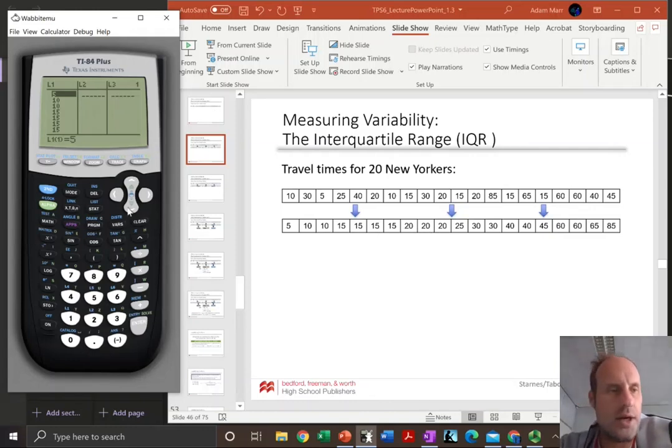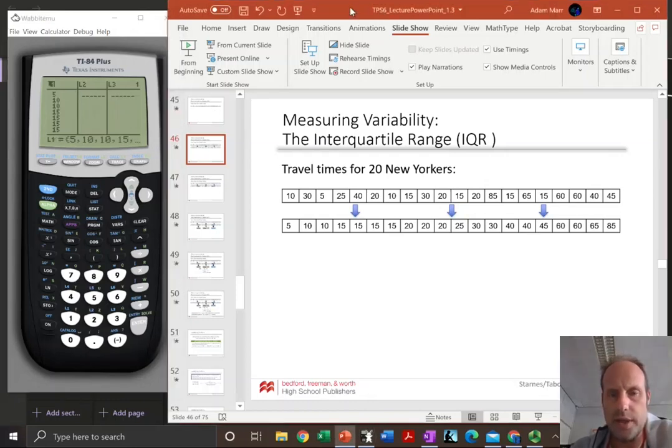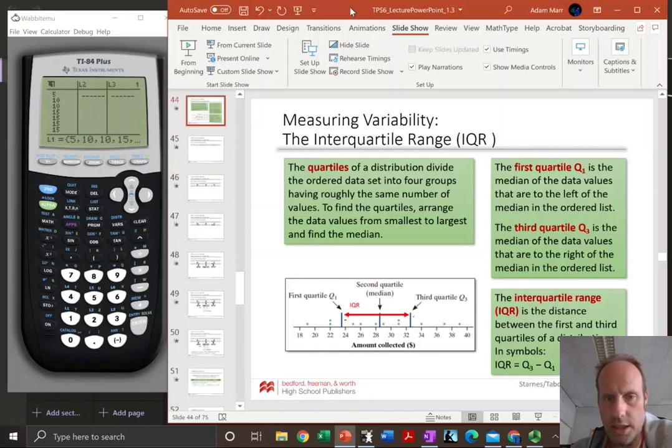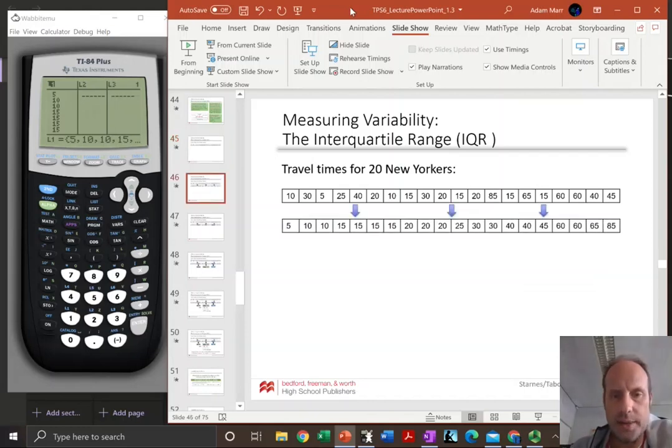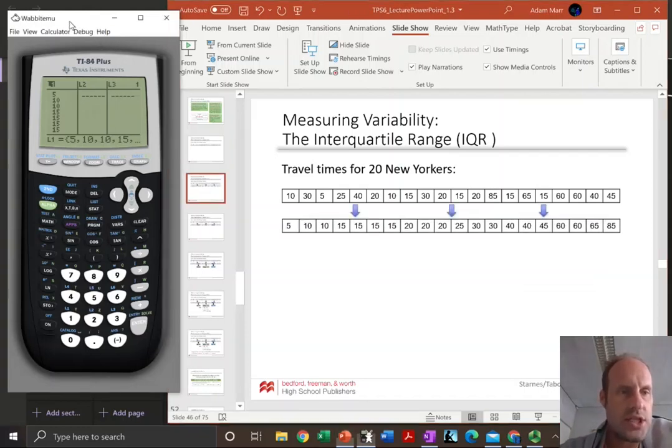So no problem. All right, next, let's go and get our actual data. Again, we're talking about travel times for 20 New Yorkers, and I'm assuming this is minutes. It's got to be, yes, definitely minutes. So anyway, let's go back.